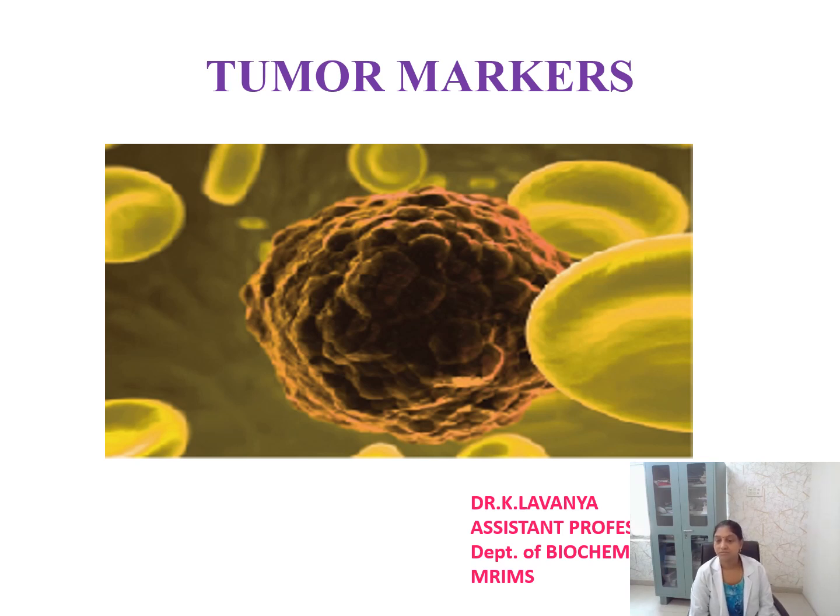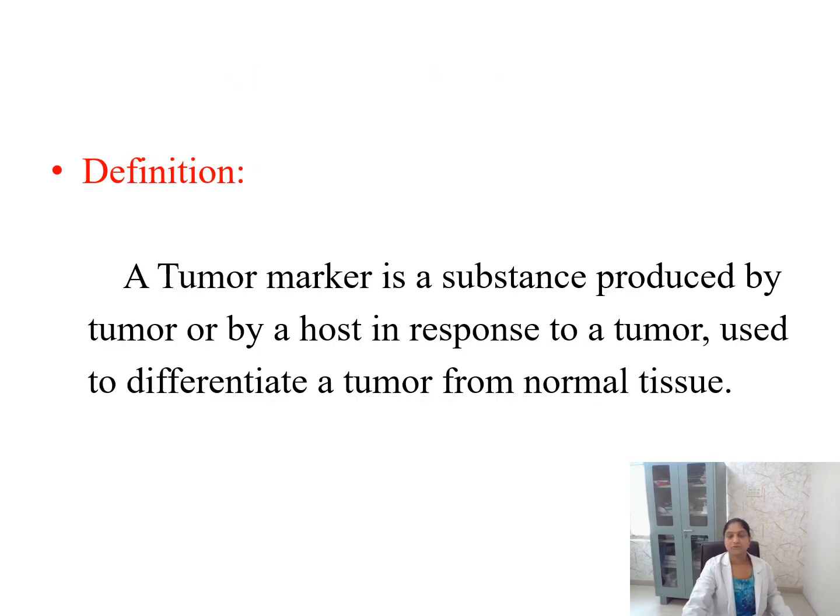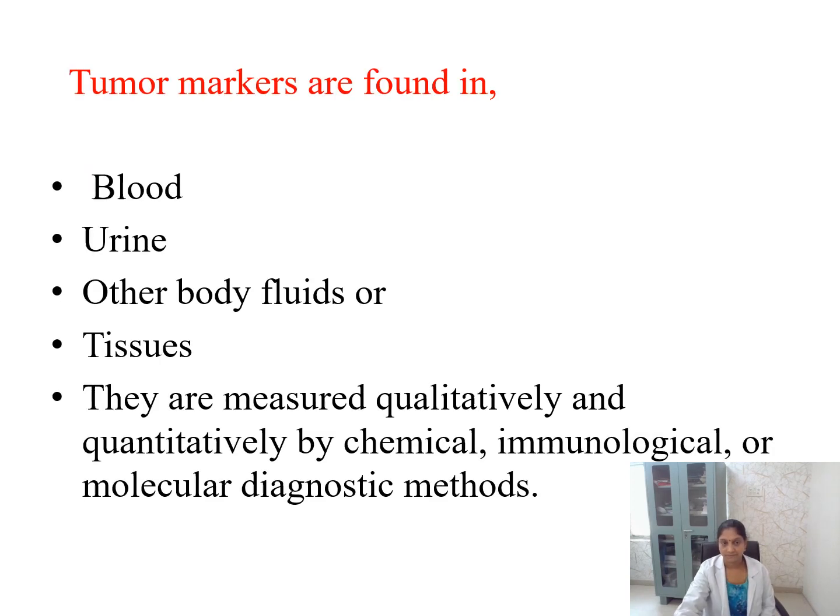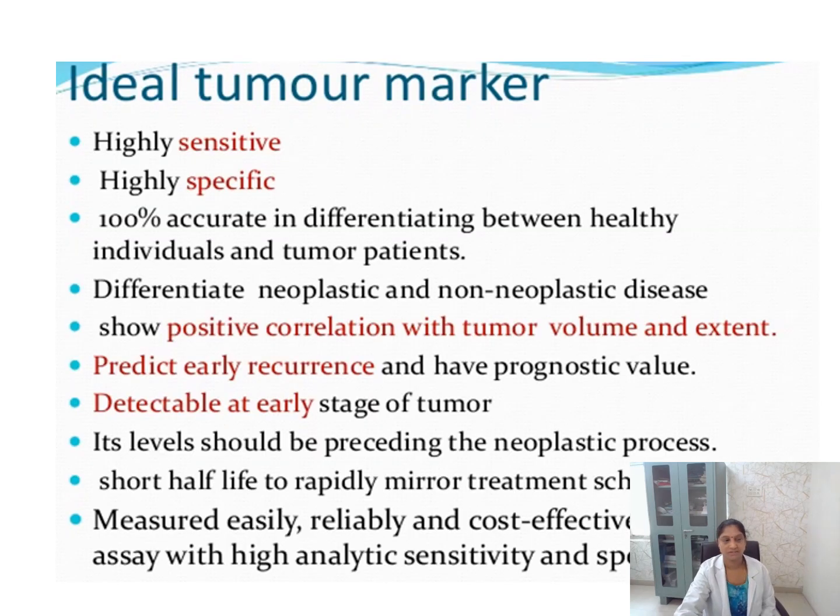Today we are going to discuss the topic of tumor markers. A tumor marker, by definition, is a substance that is produced by a tumor or by the host in response to a tumor. It is useful for differentiating the tumor from normal tissues. Tumor markers are found in blood, urine, other body fluids, and tissues. They are measured qualitatively and quantitatively by chemical, immunological, or molecular diagnostic methods.